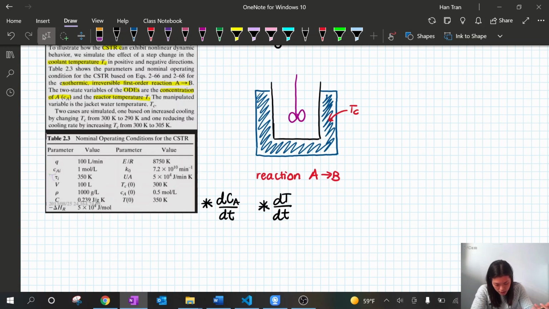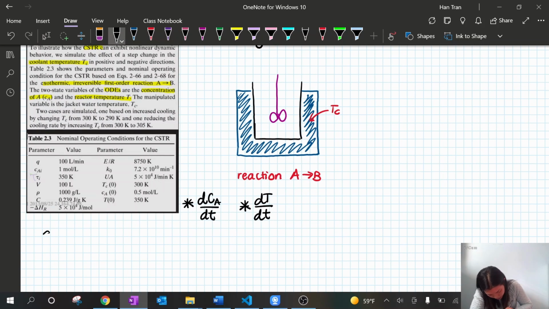So let's take a look at those and see the information that we can gather from it. We have a parameter called Q, and we are told that it is 100 liters per minute. So we want to figure out what this parameter Q is. Well, if it's per minute, we can know that it is some form of rate. And since it's liters per minute, we're going to assume that it is the flow rate, the rate at which liquid is being added into the reactor and out of the reactor.